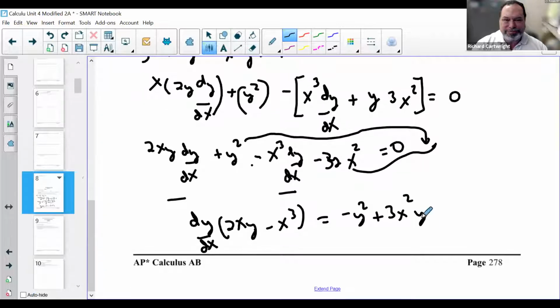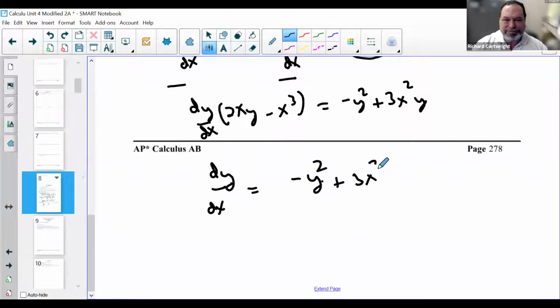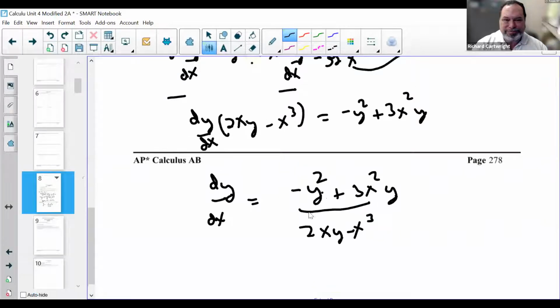And then we're one step away. I need to add more room here. Oh, there. And so dy/dx would be the right side, all divided by what was next to dy/dx. That's the 2xy minus x cubed. Now, that's my derivative. Is that what he said it's supposed to be?